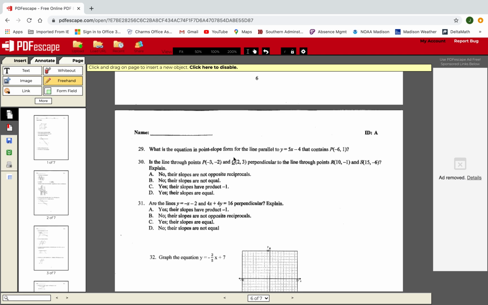29 says, what is the equation in point slope form for the line parallel to this one that contains that point? Well, if it's parallel to it, that means that it has the same slope. Parallel, same slope of 5.